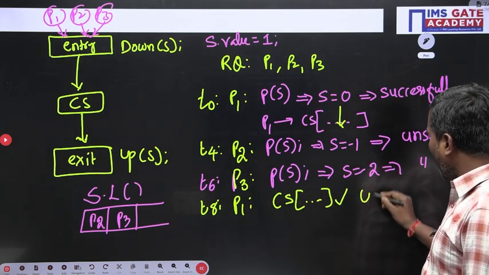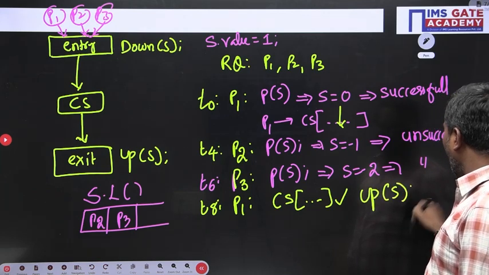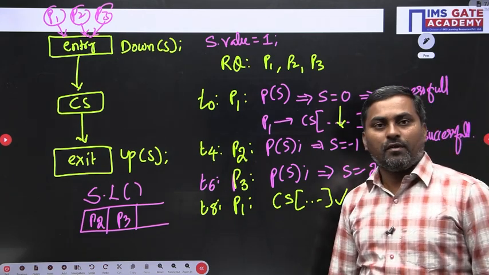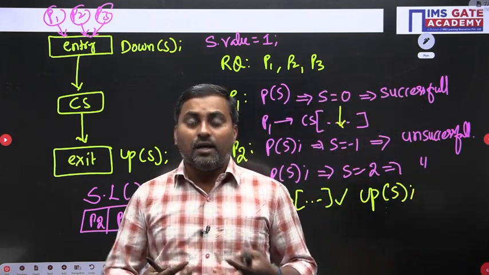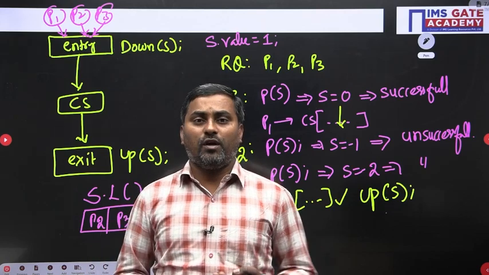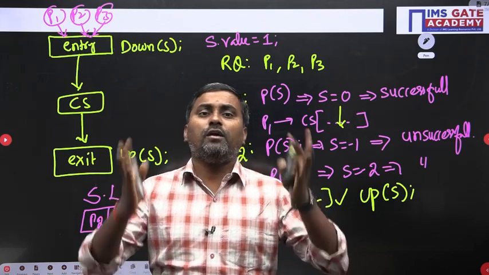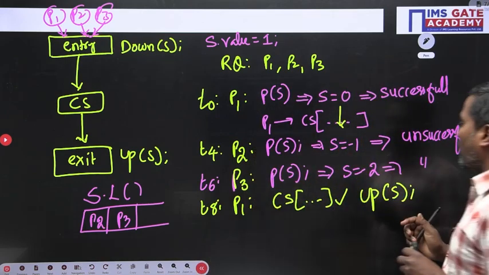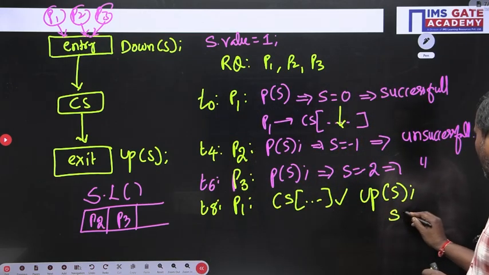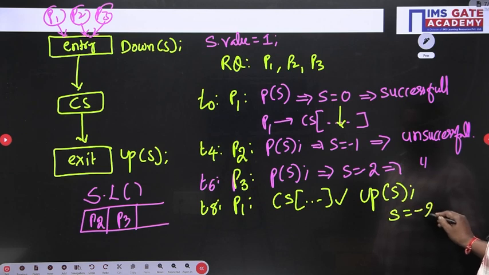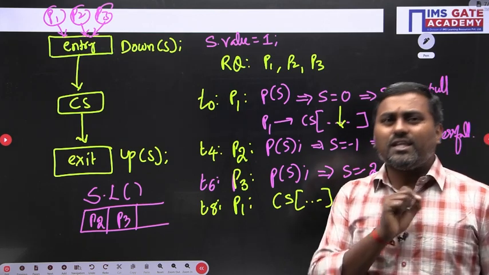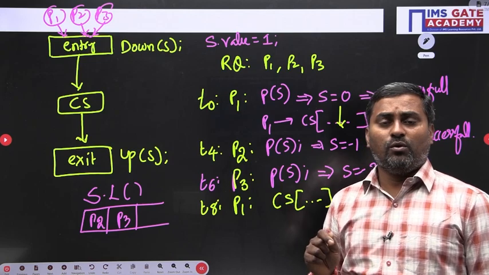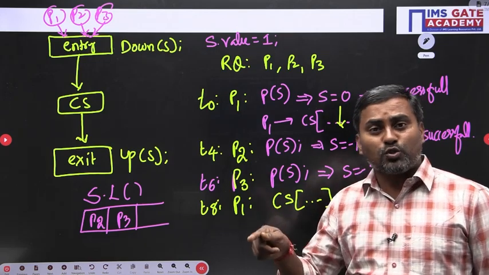Then you have to run the up operation, right? Up of S you have to run. What is up of S? Up, or V operation, indicates incrementing the current semaphore value by 1. Taking this scenario, the S value is -2, so you have to increment it. S value becomes -1 now. So you are not only incrementing the semaphore value, it is also responsible for waking up the blocked process.